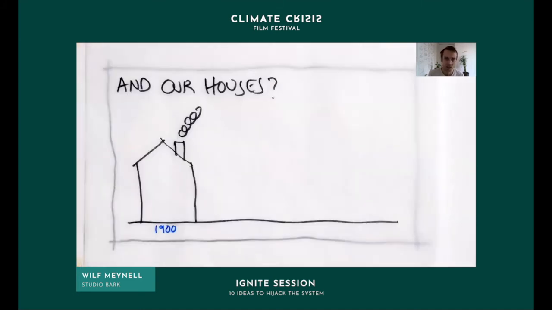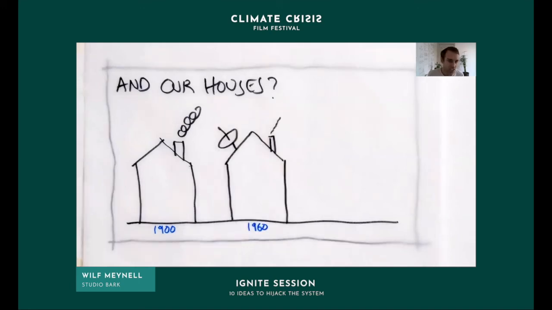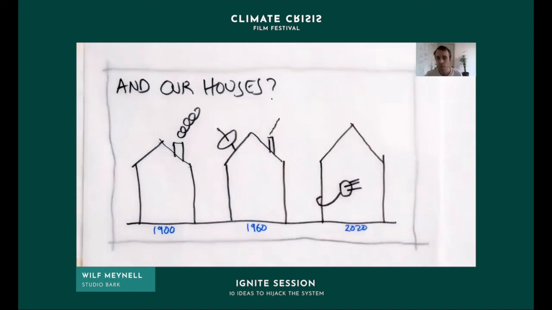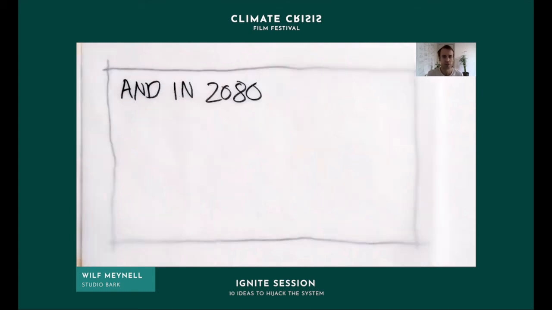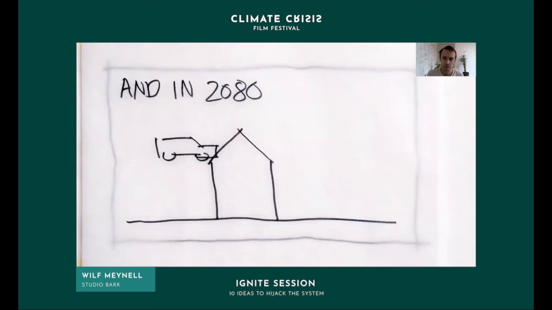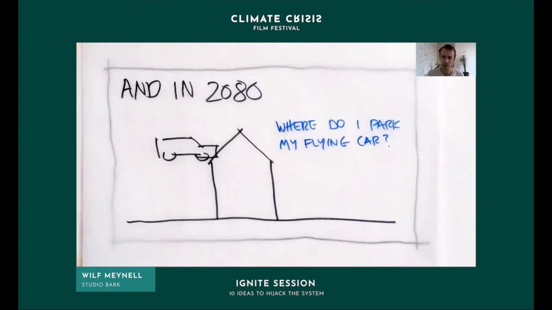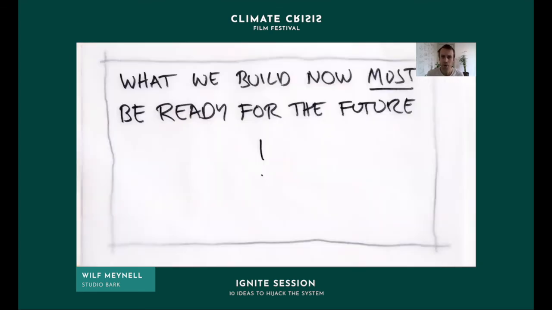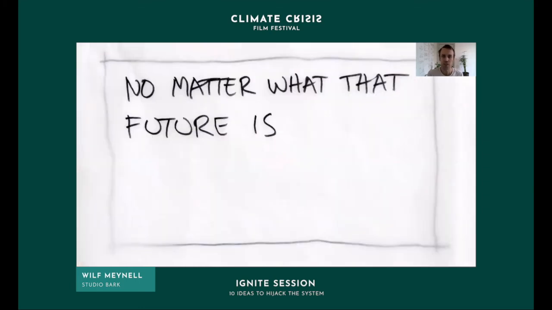In the 1900s, they looked a bit like this, probably burning coal. In the 1960s, many switched to gas. And in 2020, you may be able to charge your plug-in hybrid. But one thing you may note, that the buildings haven't changed themselves. So in 2080, where do I park my flying car? What we build now must be ready for the future, no matter what that future is.